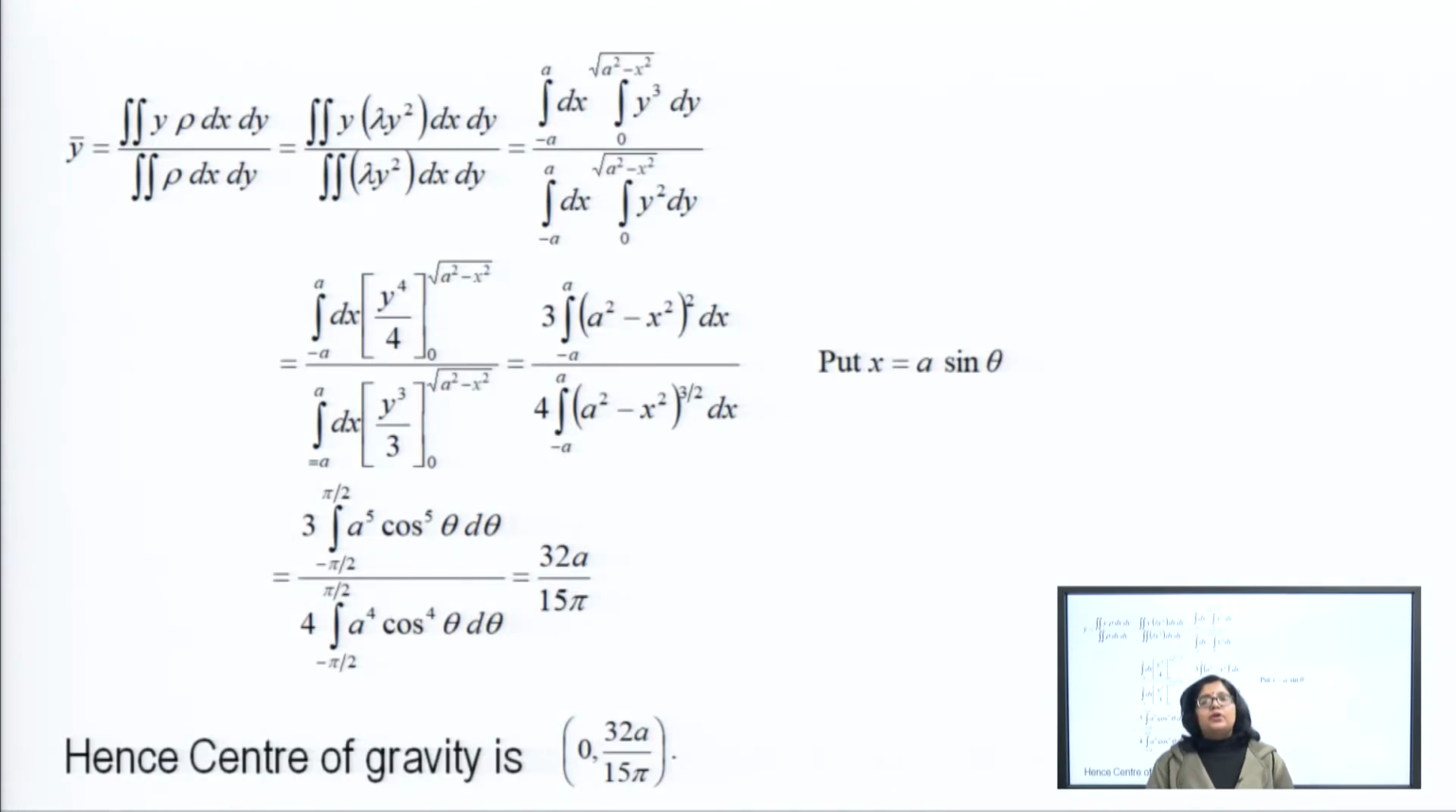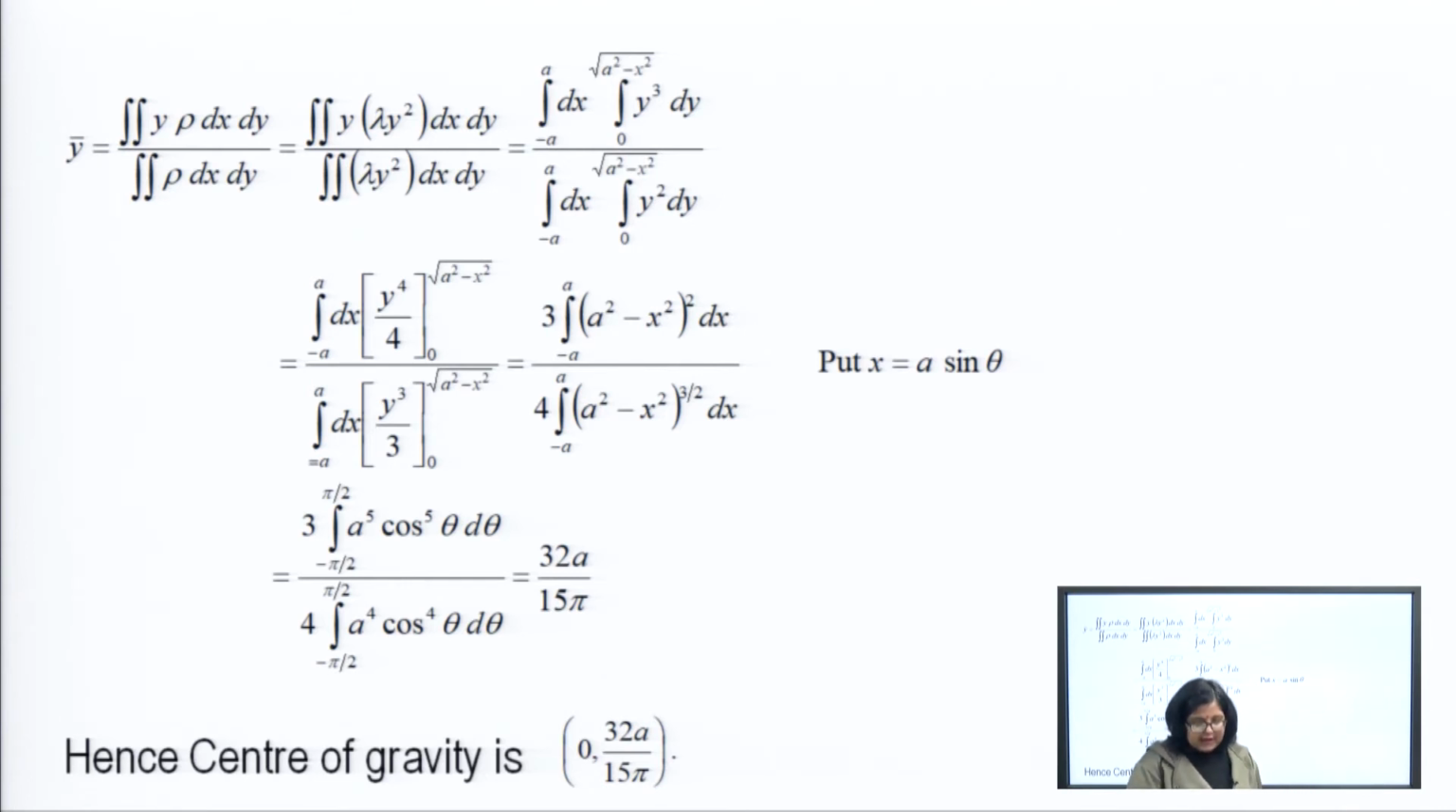In y bar is equal to double integration y rho dx dy upon double integration rho dx dy. What is the value of rho? Lambda y square. So, double integration y lambda y square dx dy upon double integration lambda y square dx dy, and put the limits. How do we find the limits? We put the values of rho, that means density, and dx dy, and then find the limits.